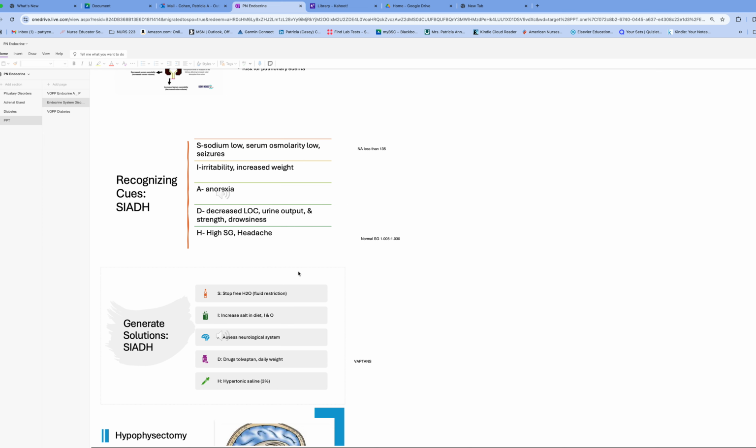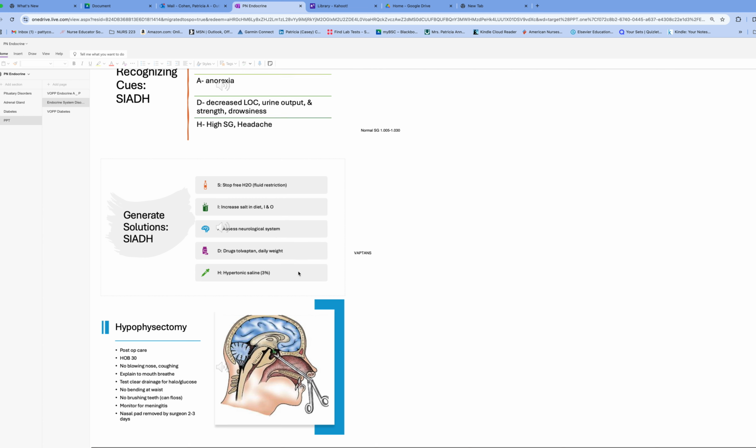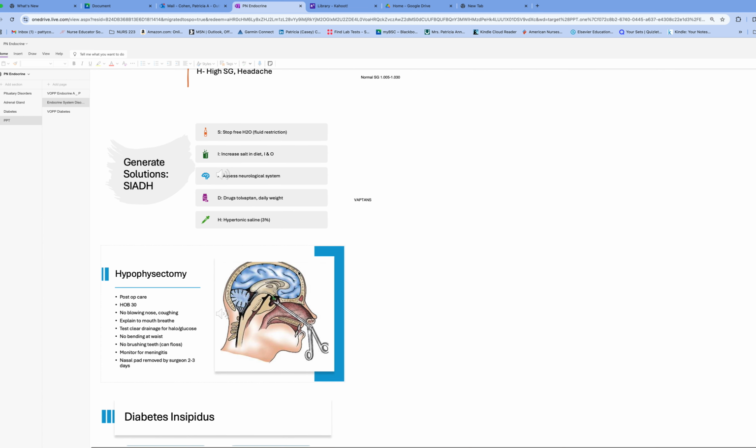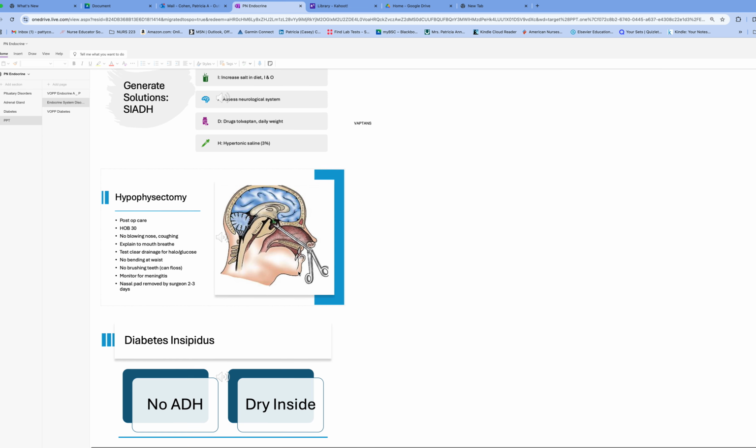They're going to be put on I&O and daily weights. You need to assess the neurological system. The drugs are vaptan drugs, daily weights, and hypertonic saline if needed. We usually don't do that too much.